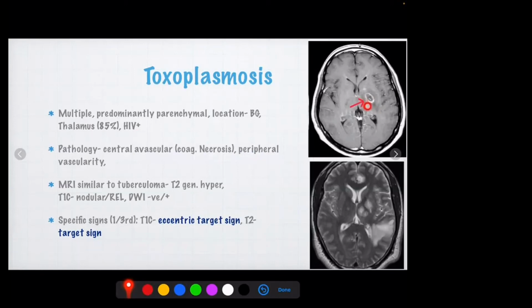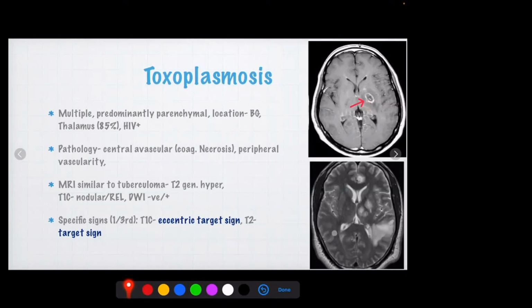And one specific sign on a contrast image would be a central dot. I mean, the paracentral dot is an eccentric dot, which actually consists of a bunch of small vessels, not an organism. So if we can have this eccentric dot, eccentric target sign on a contrast image, this is a very specific sign for toxoplasma. Sometimes it can be found. In one study, I could find it one third of the times.